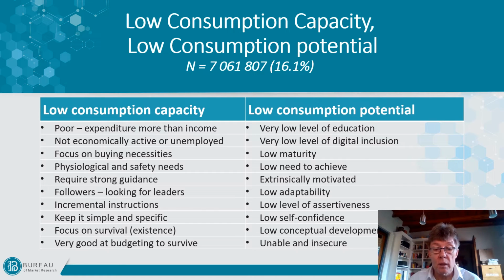but they're very good at budgeting. When you look at consumption potential, you will notice that this group generally has a very low level of education, a low level of digital inclusion, low maturity with respect to developmental levels, low need to achieve, extrinsically motivated, which means, for example, that they're generally not motivated within themselves, but outside factors motivate them, low adaptability to circumstances, low level of assertiveness, low self-confidence, low conceptual development, and they often experience themselves as unable to change their own circumstances, and they are often also insecure about the situation and the future.